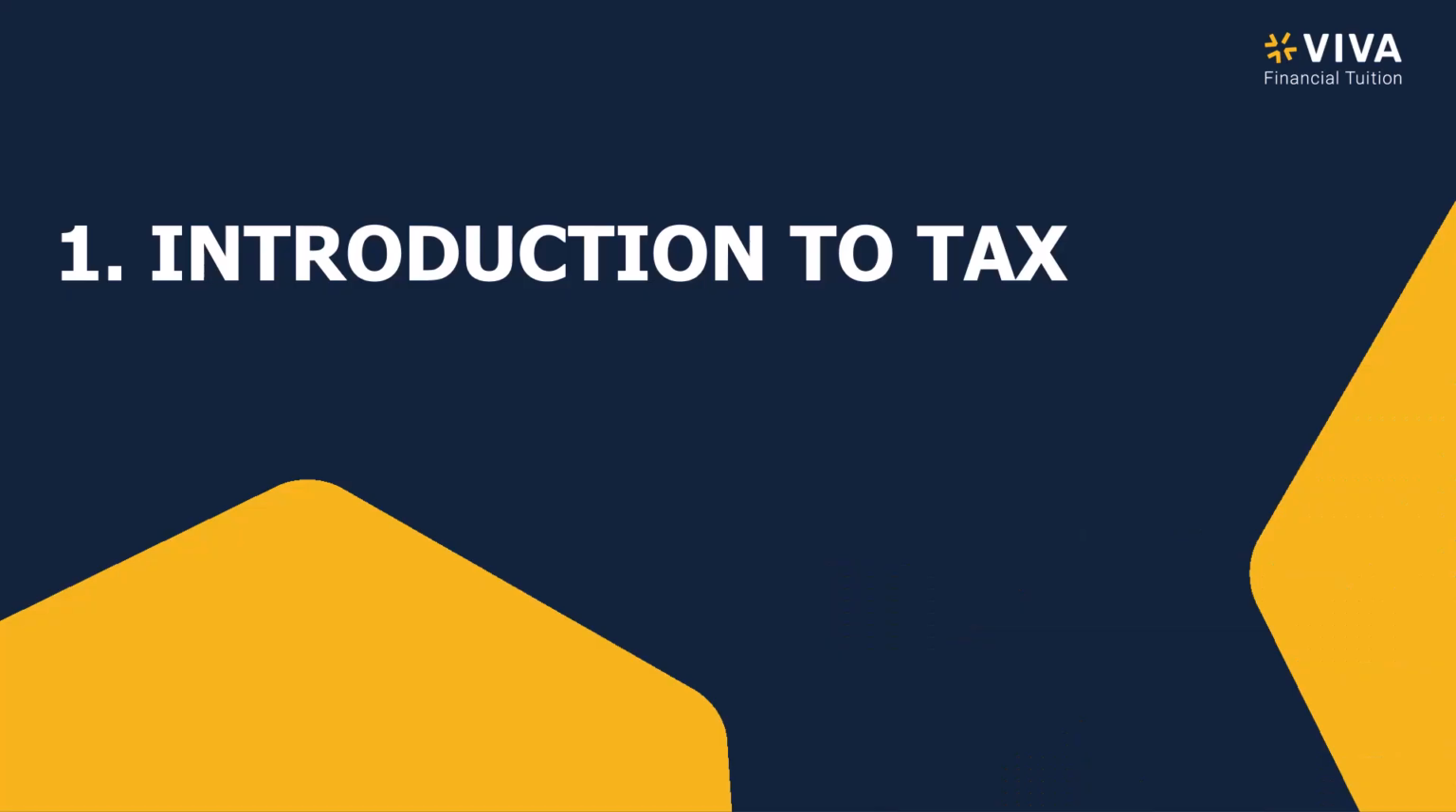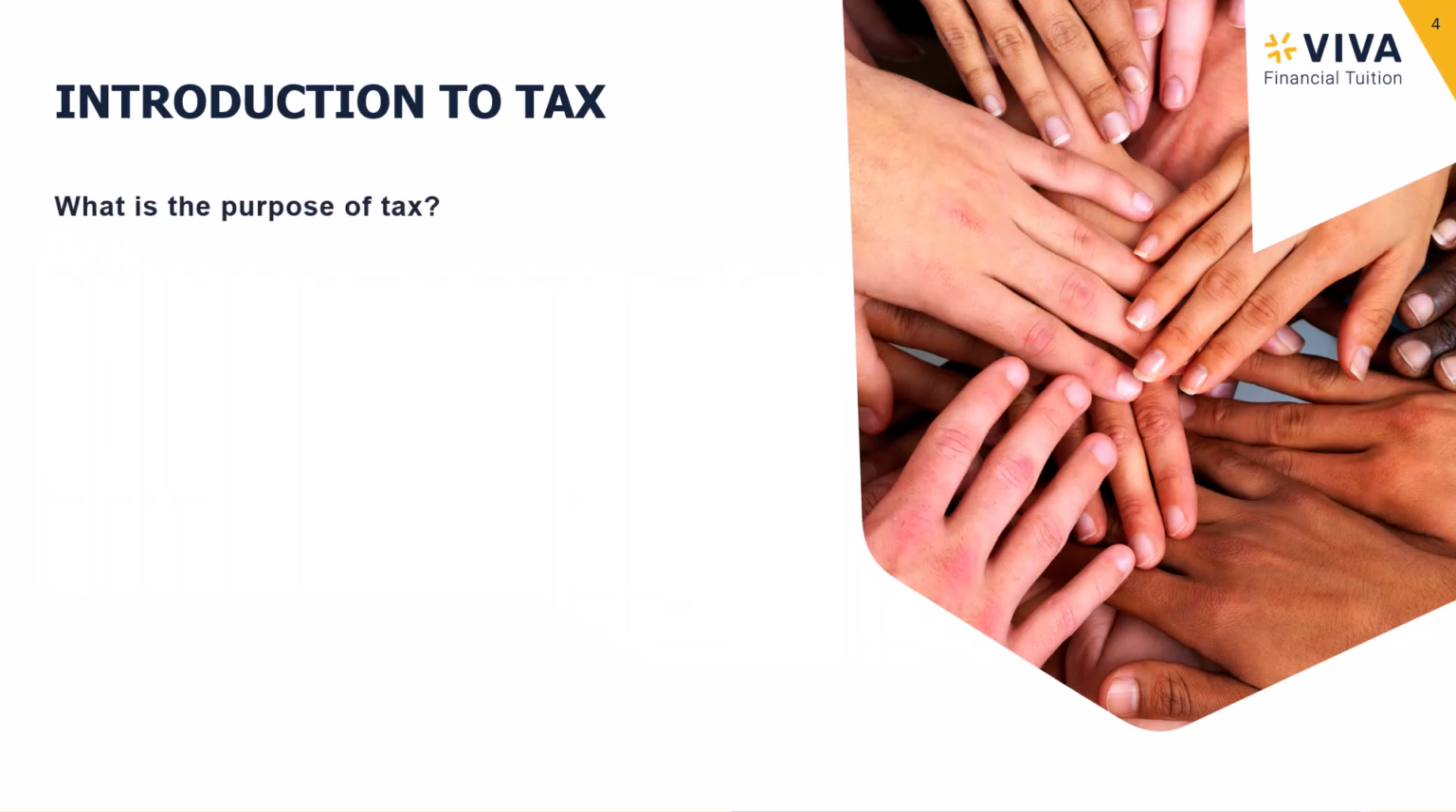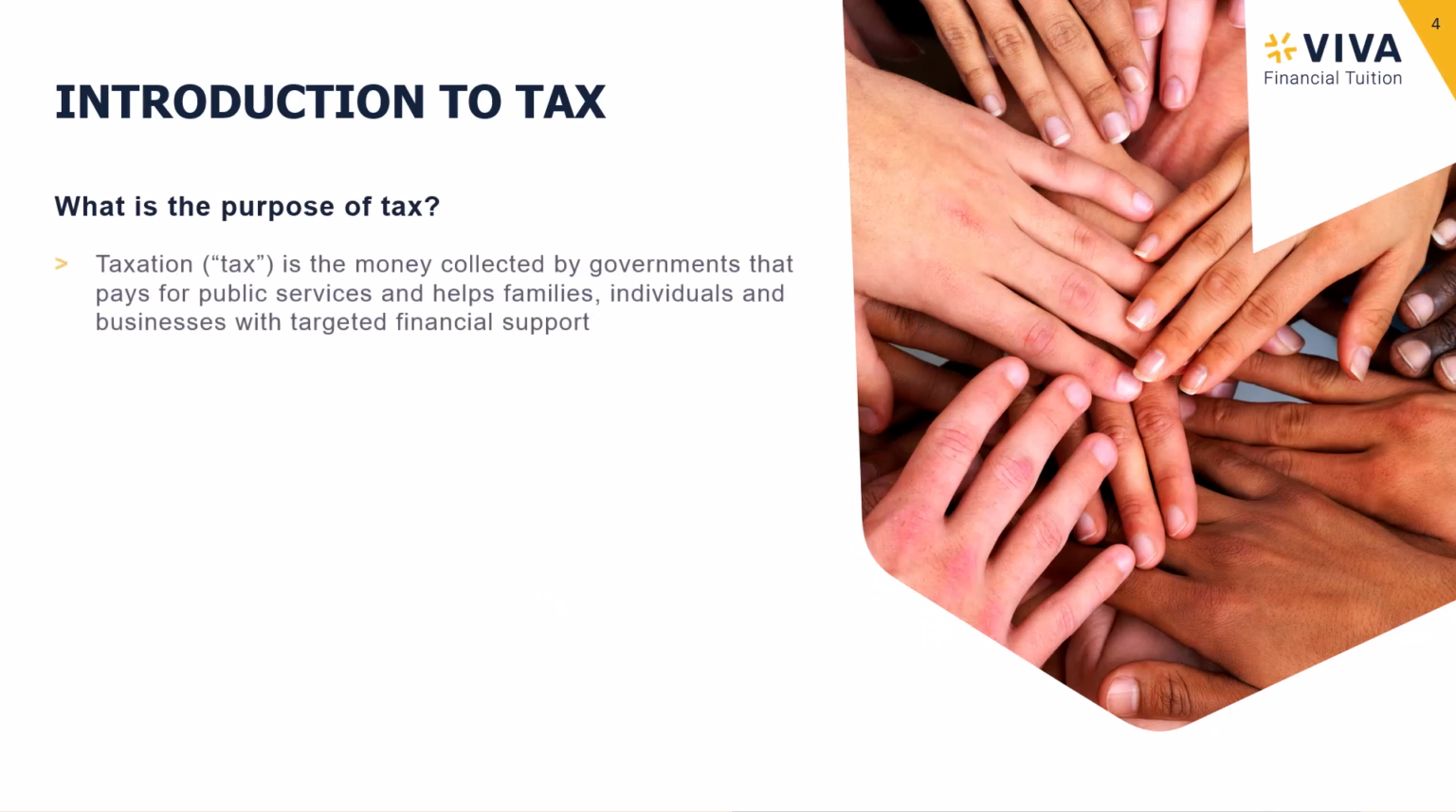Let's have a look at this first section, Introduction to Tax. And let's ask ourselves, what is the purpose of tax? Now, I'm sure you know that tax is money that is collected by governments, and then governments use that central pot of money to pay for public services, but also use it to provide targeted financial support to those who need it. And that targeted support may go to families, individuals, or businesses.